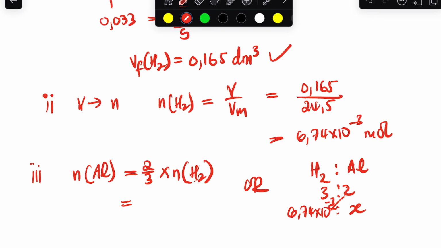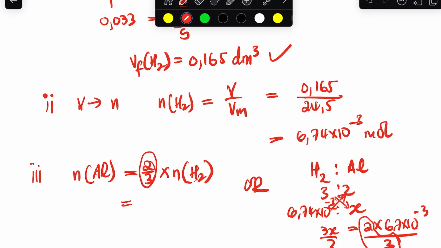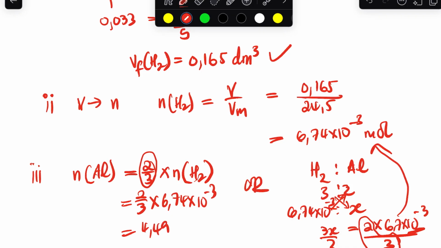So we're going to cross multiply there. If you see there, you're going to have 3x is equal to 2 times the 6.74 times 10 to the power -3, and then we divide by 3. Do you see where the 2/3 comes from? And then we multiply by the number of moles. This is the number of moles of what? Of hydrogen. So it's 2/3 times 6.74 times 10 to the power -3. So the answer for that is going to be 4,49 times 10 to the power -3 mole.